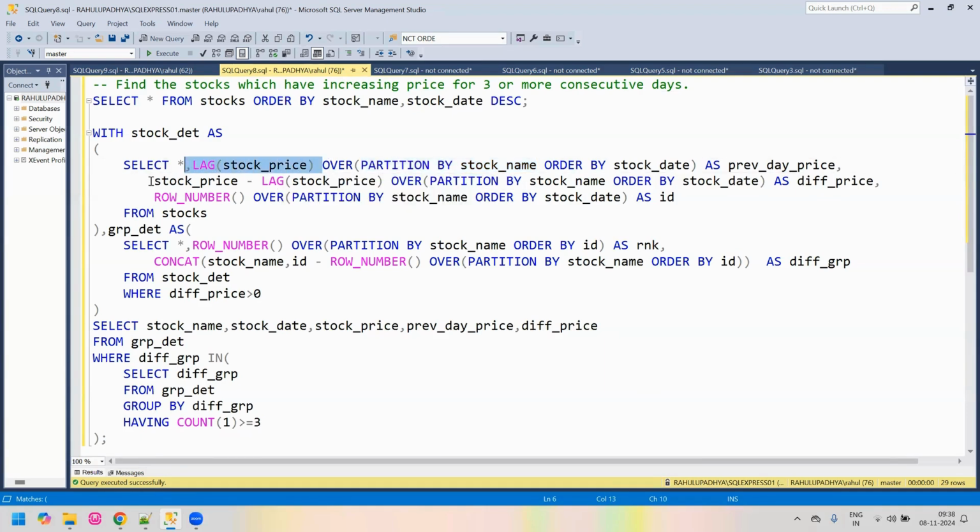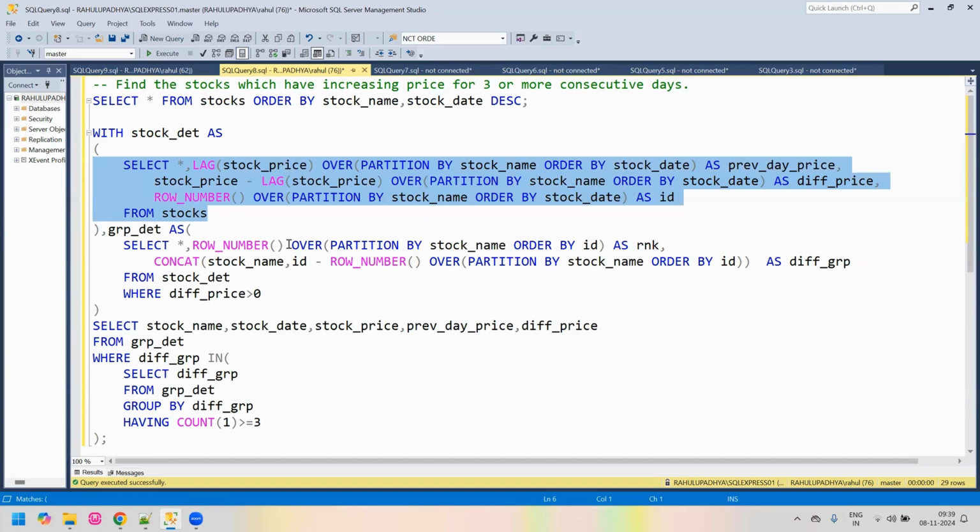After that, we have computed the current day stock price minus previous day stock price to get the difference in price. And also we have added a new column that is partitioned by the stock name and increasing by the stock date. This we have called as the ID column. So this will give the serial number for each of the stock in the increasing order of the stock date. So this was the first step that we did.